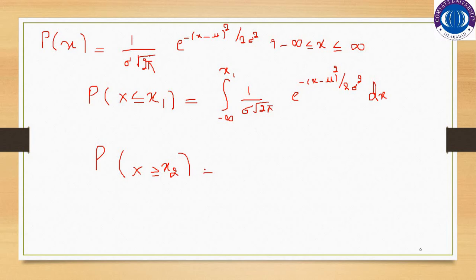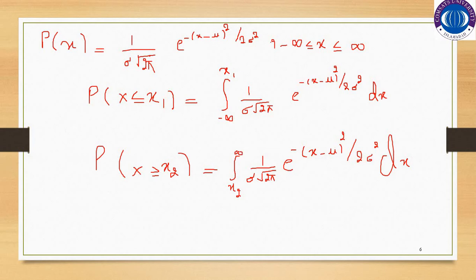So probability x greater than or equal to x2 will be found by integrating the probability density function, 1 over sigma under root 2 pi, e raised to the power minus (x minus mu) whole square over 2 sigma square, dx, and as it is greater than x2, it will start from x2 and end at infinity.